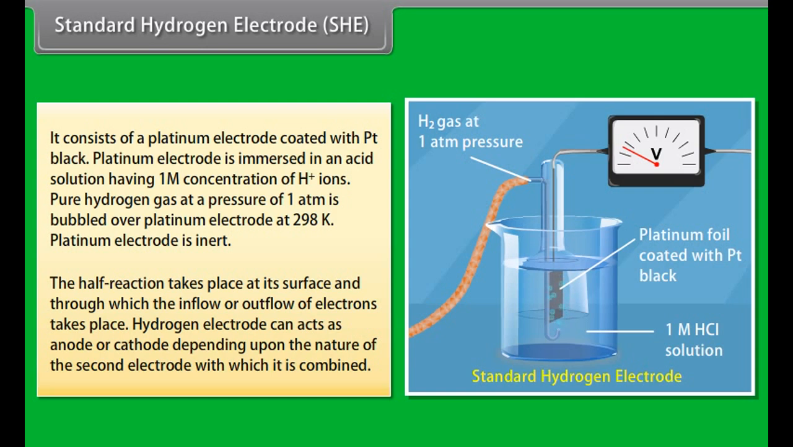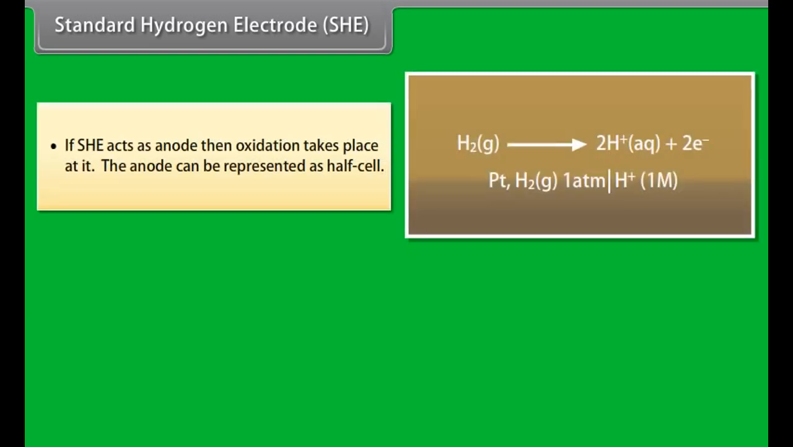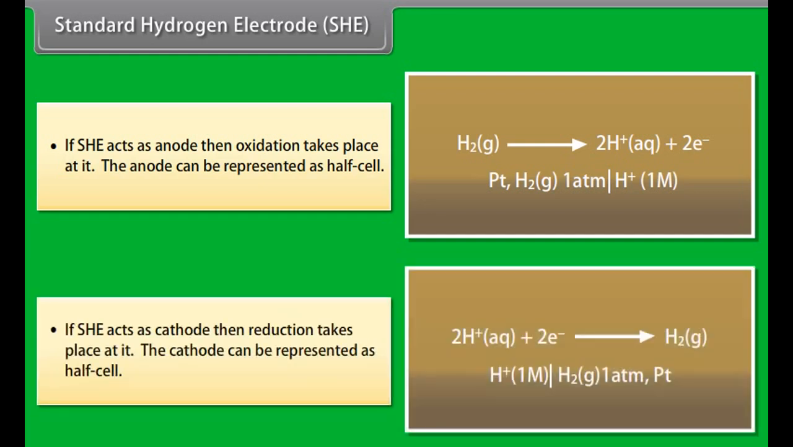Hydrogen electrode can act as anode or cathode depending upon the nature of the second electrode with which it is combined. If SHE acts as anode, then oxidation takes place at it. The anode can be represented as half cell. If SHE acts as cathode, then reduction takes place at it. The cathode can be represented as half cell. The electrode potential of standard hydrogen electrode is taken as 0.